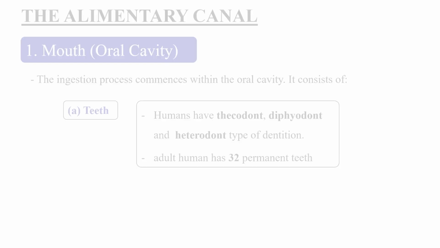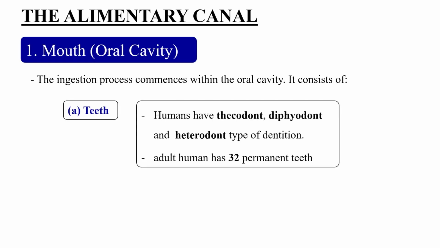Clear? Now, first of all, we are going to discuss all the parts involved in the alimentary canal. The first part is our mouth or oral cavity. Okay, so the ingestion process commences within the oral cavity itself, and this oral cavity consists of teeth. First of all, teeth: humans have thecodont, diphyodont, and heterodont type of dentition, meaning we have different types of teeth in our oral cavity.